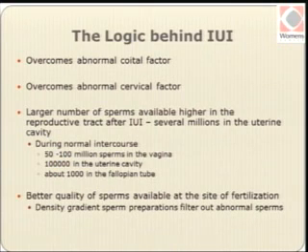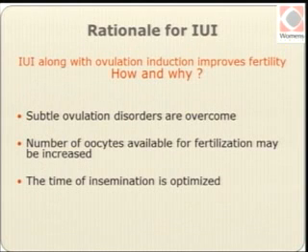What is the logic behind IUI? Why do we do it? IUI overcomes an abnormal coital factor, abnormal cervical factor, and it makes a larger number of sperms available higher in the reproductive tract, several millions in the uterine cavity as opposed to the normal. Usually during normal intercourse, 50 to 100 million sperms are in the vagina, and about 100,000 enter the uterine cavity, and maybe only about 1,000 enter the fallopian tube. So you have a larger number of sperms available in the cavity and better quality sperms available at the site of fertilization. And IUI, along with ovulation induction, improves fertility.